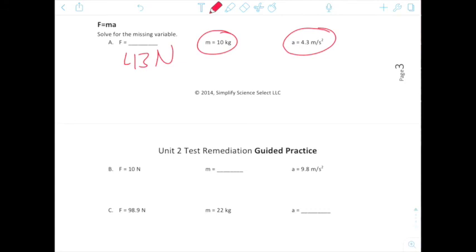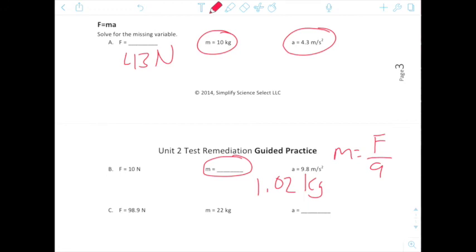So in the next one, we have F equals ma. We're solving for m. So we solve for m, and we'll have mass equals force all over our acceleration. So in this case, we'll have 10 divided by 9.8, and we get 1.02, and this would be kilograms.